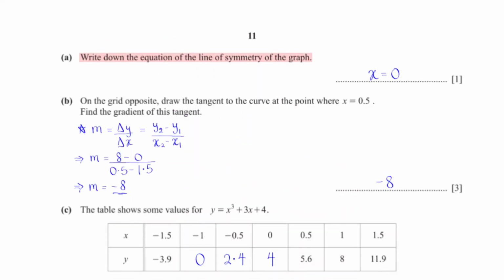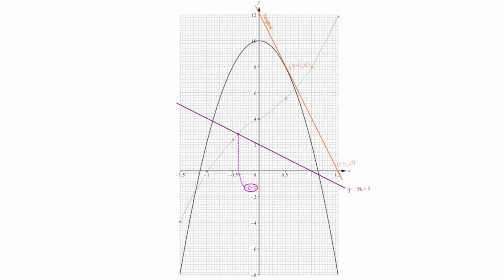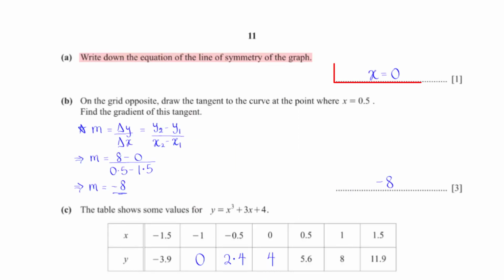Write down the equation of the line of symmetry of the graph. On the grid, we see that the line of symmetry is the y-axis, which is the same as x equals 0. On the grid opposite, draw the tangent to the curve at the point where x equals 0.5.